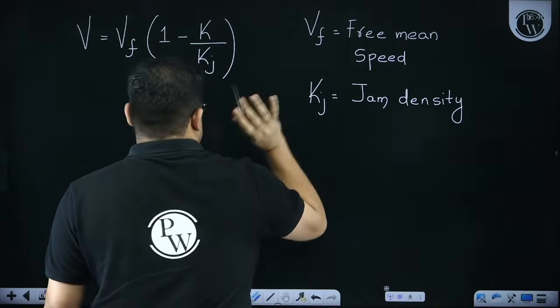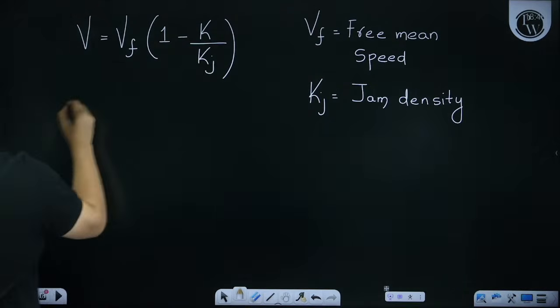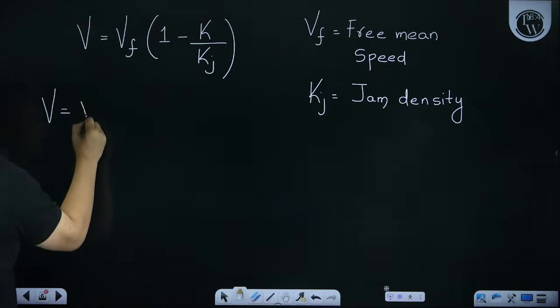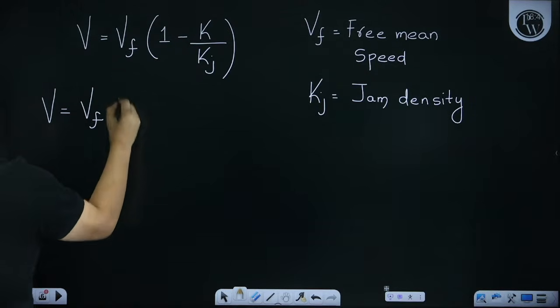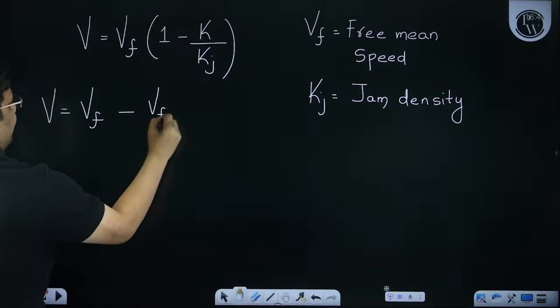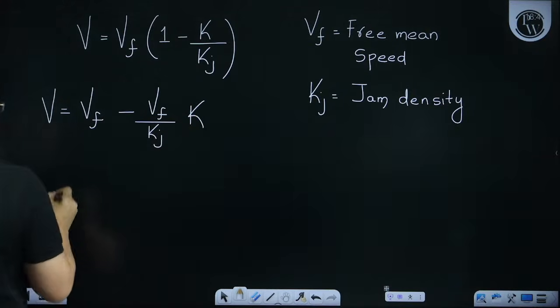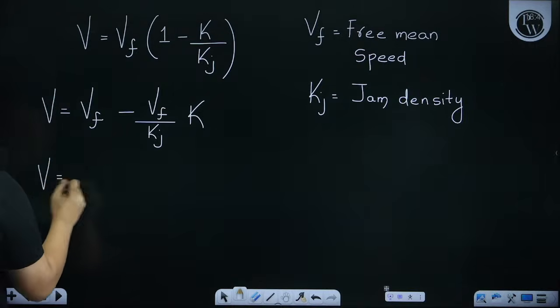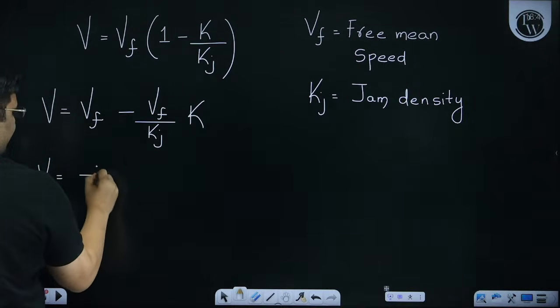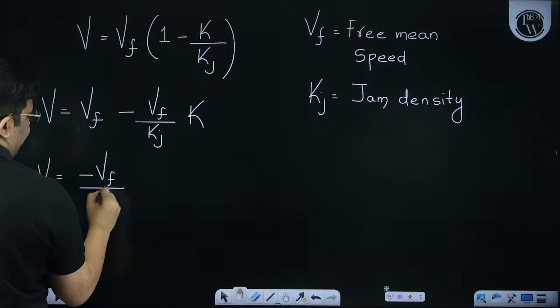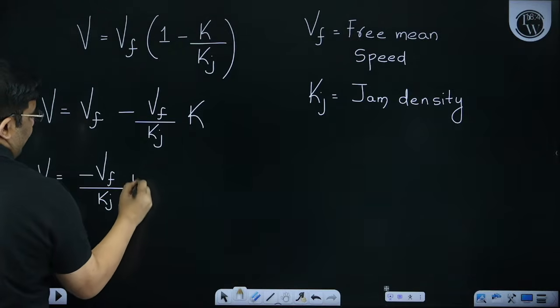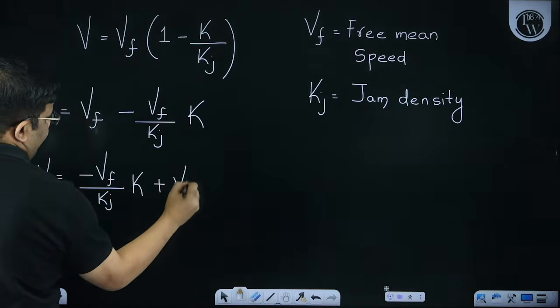These two are constants. Now see, if I open this bracket, this will become Vf into 1, and minus Vf by kj into k. Now I will just rearrange this. This will become V is equal to, I will bring this term this side, so minus Vf by kj into k plus Vf.